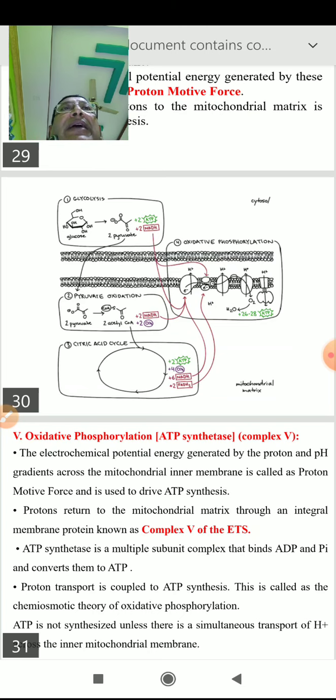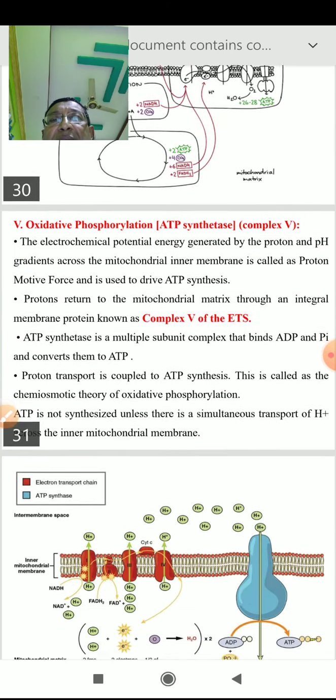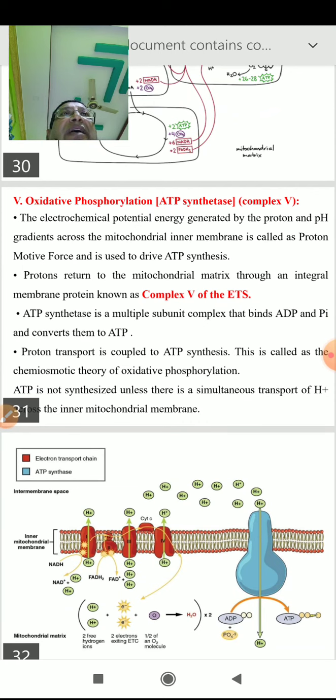Now, this hydrogen cannot enter the inner membrane because the inner membrane is very impermeable. There is only one way through which the hydrogen proton can enter, that is known as the F0 and F1 particles, popularly known as complex 5. So, in the next diagram, I am showing how this complex 5 helps in oxidative phosphorylation.